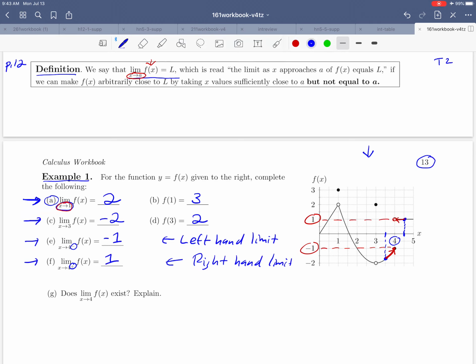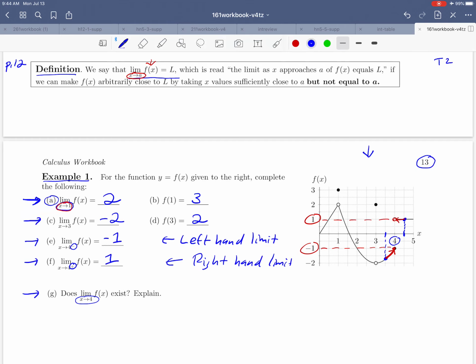One more part to go here. They ask us, does the limit as x goes to 4 of f of x exist? Kind of an unusual question. Well, notice that in this case, there's no plus or minus after the 4. It's just the limit as x goes to 4. And if there's no plus or minus after the 4, what it means is that we want to consider x values on both sides of 4. So here's the key question.